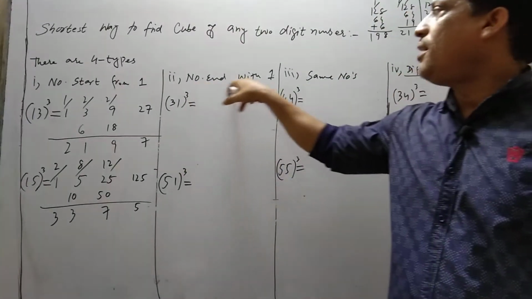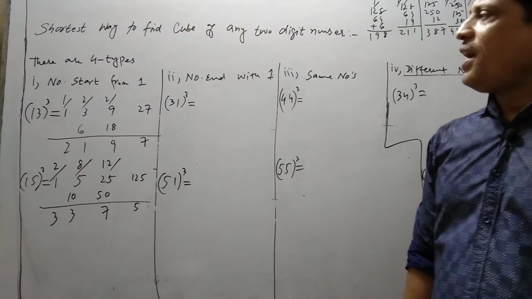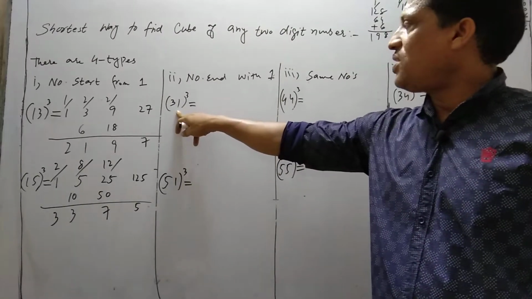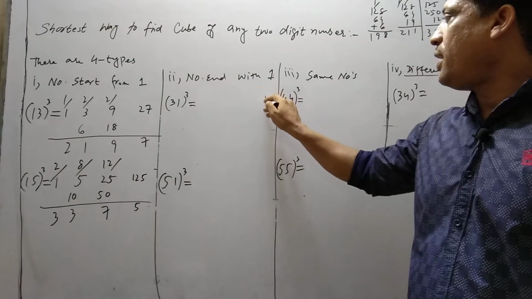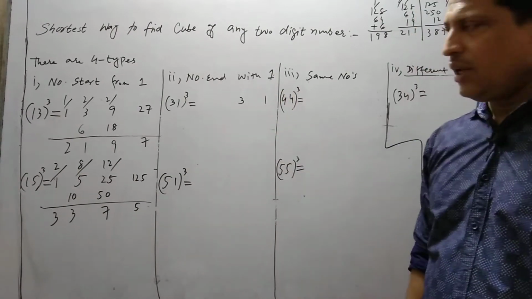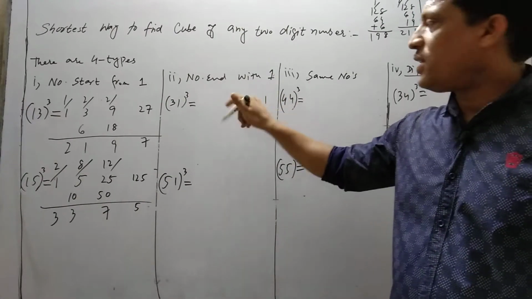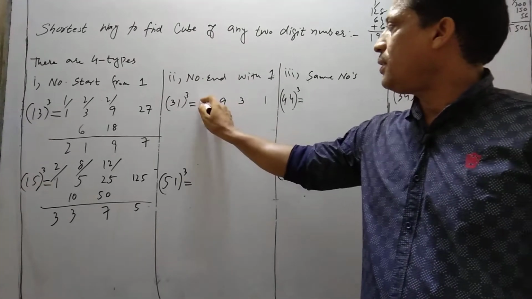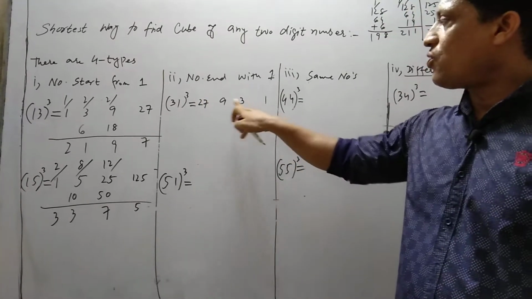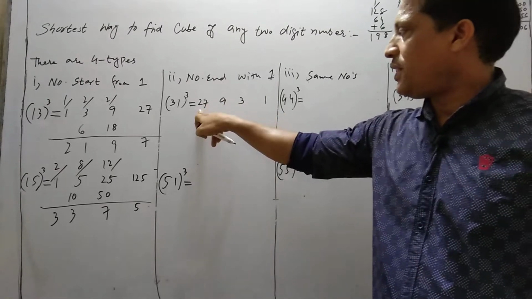Now take this: a number ending with 1. If the number ends with 1, we start from the right side, not the left side. We just write 1, 3. Again the square of the second number, that is 9, and the cube of the second number, that is 27. 3 squared is 9 and 3 cubed is 27.